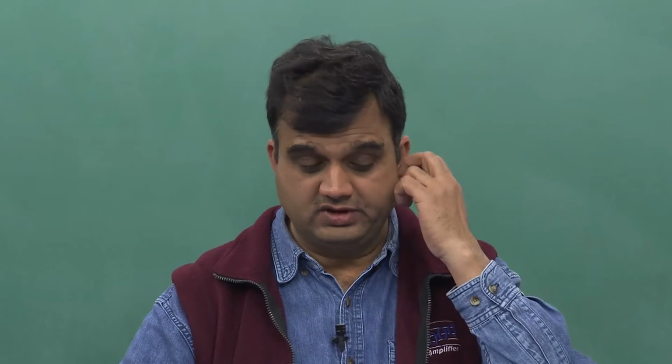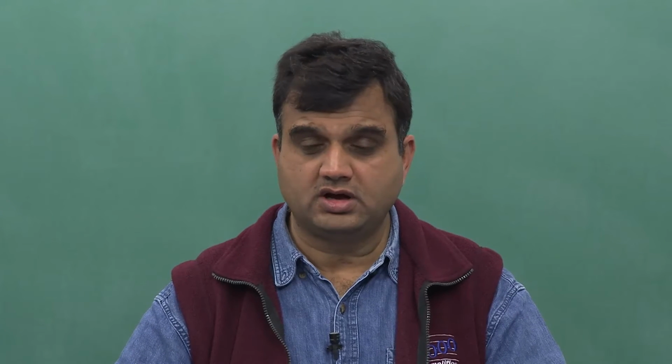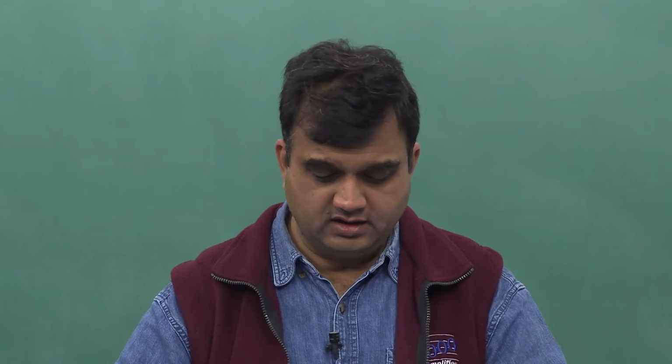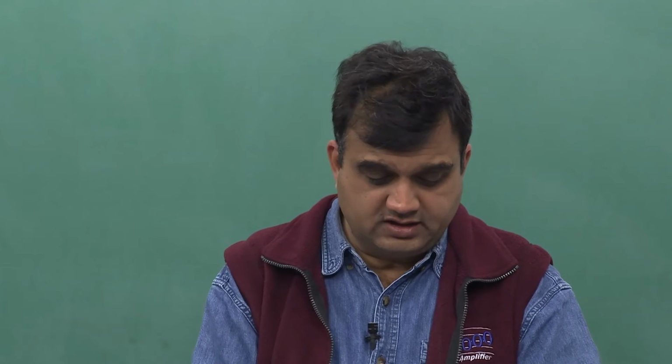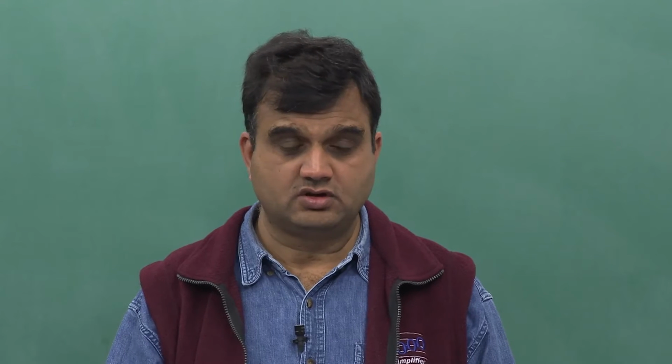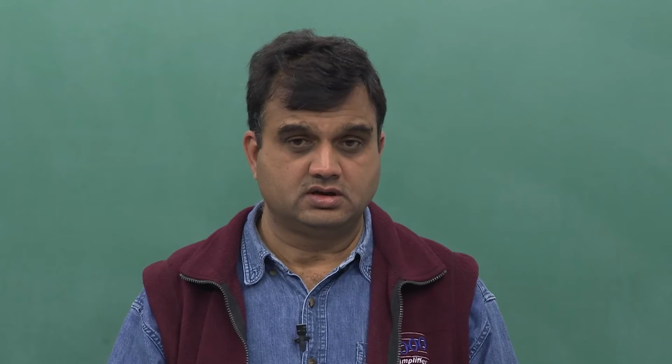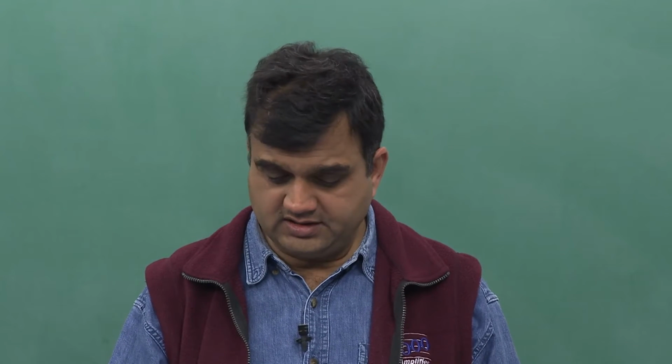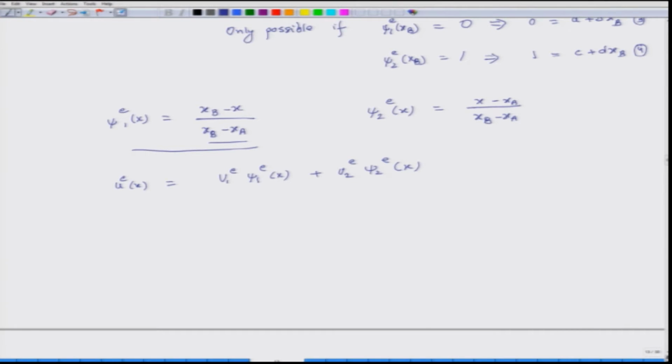In the last lecture, we have developed expressions for approximation functions corresponding to a two-noded linear element, psi 1 and psi 2. These approximation functions look like these relations: psi 1 of x equals xb minus x divided by xb minus xa, where xb and xa are the coordinates for the eth element, and psi 2 is equal to x minus xa divided by xb minus xa.